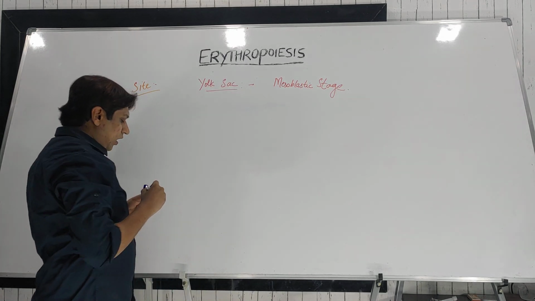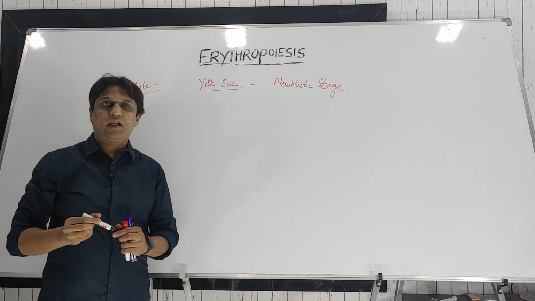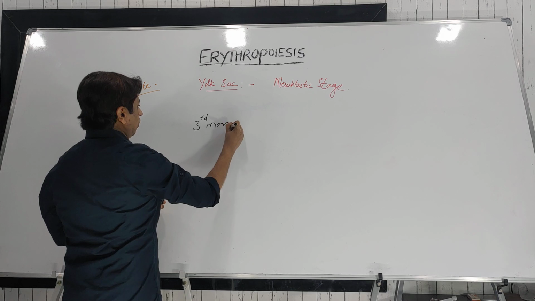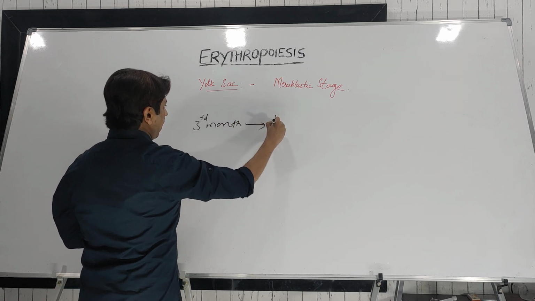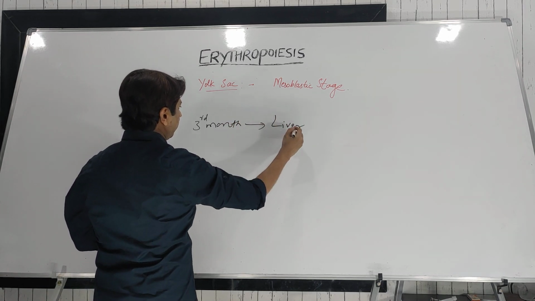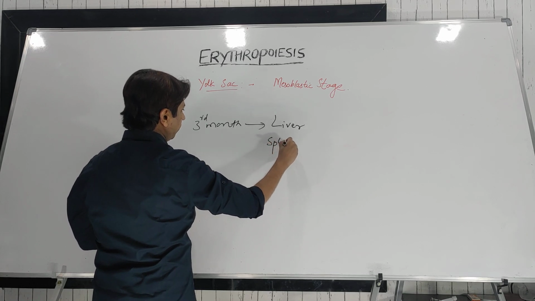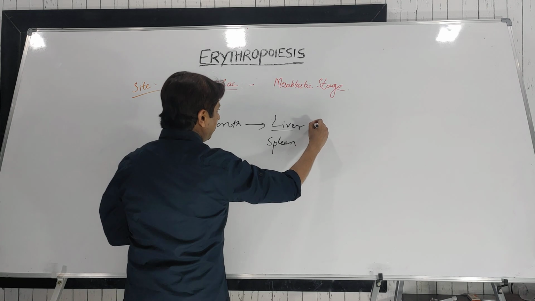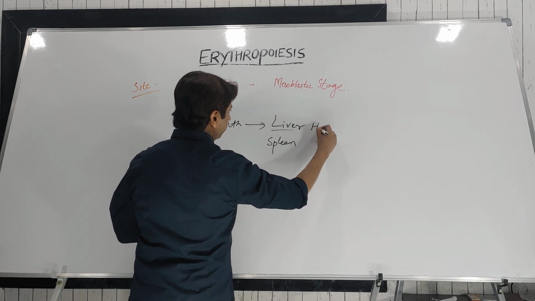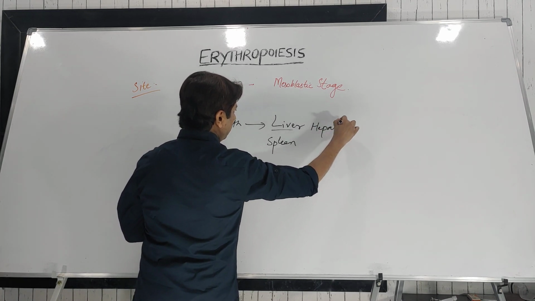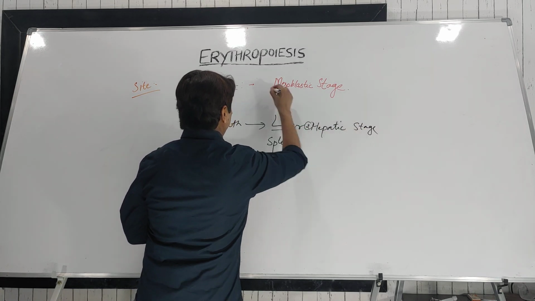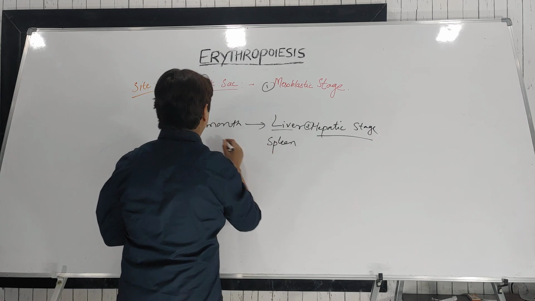Then around the third month of intrauterine life, the RBC production starts in a very important organ, that is the liver, and sometimes also in the spleen. This stage is known as the hepatic stage. Liver, that's why it is known as hepatic stage. So, mesoblastic stage, hepatic stage.